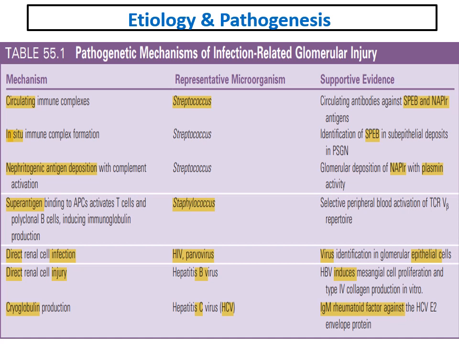This table illustrates the different mechanisms for glomerular injury following different infections. Of course, our topic is more concerned about the streptococcal infection. As we said, it can be circulating immune complex that will be trapped in the kidney, or in situ immune complex formation, or following molecular mimicry with antigens in the kidney.